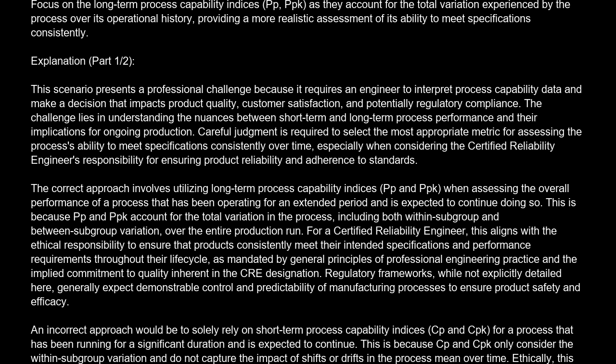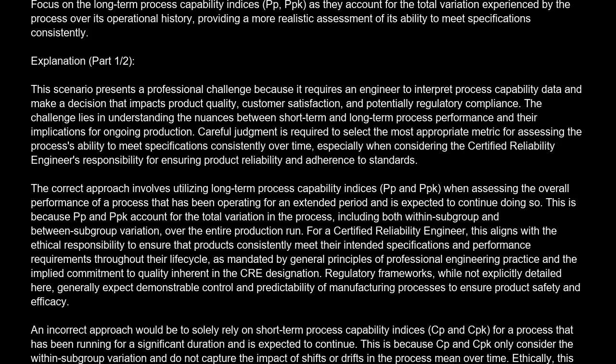The correct approach involves utilizing long-term process capability indices, PP and PPK, when assessing the overall performance of a process that has been operating for an extended period and is expected to continue doing so. This is because PP and PPK account for the total variation in the process, including both within subgroup and between subgroup variation, over the entire production run. For a certified reliability engineer, this aligns with the ethical responsibility to ensure that products consistently meet their intended specifications and performance requirements throughout their life cycle, as mandated by general principles of professional engineering practice and the implied commitment to quality inherent in the CRE designation.